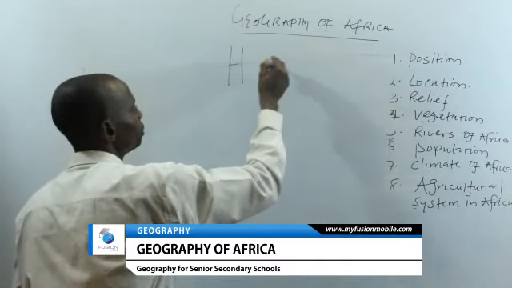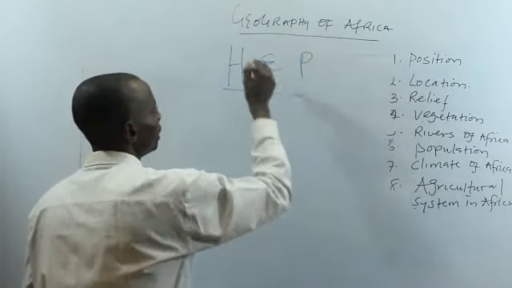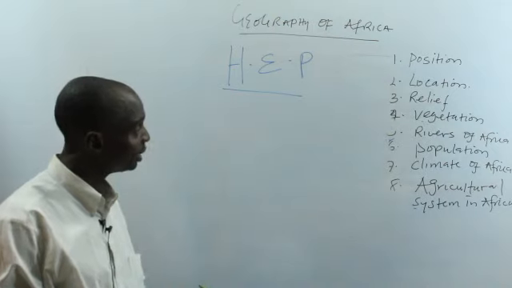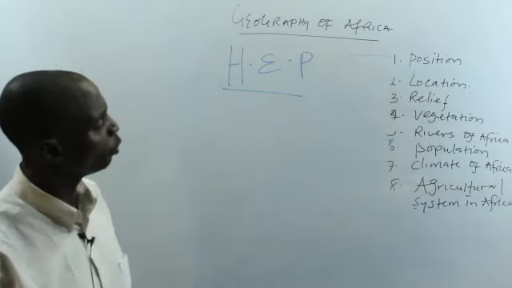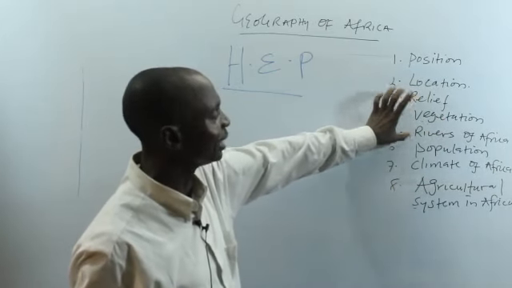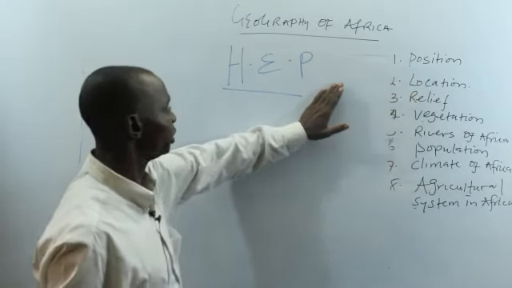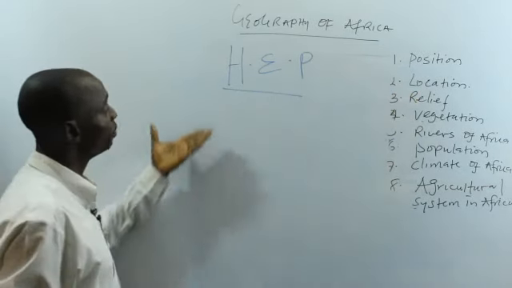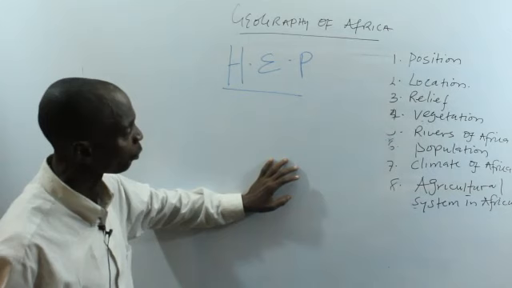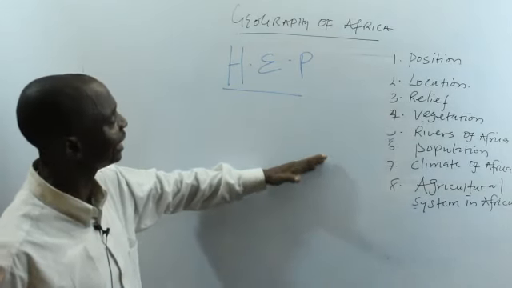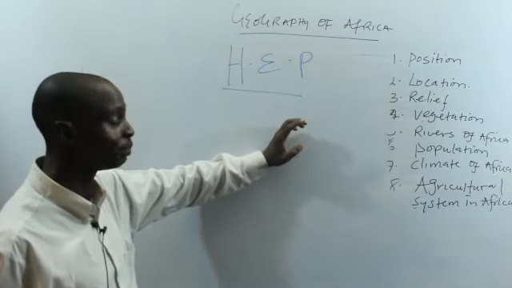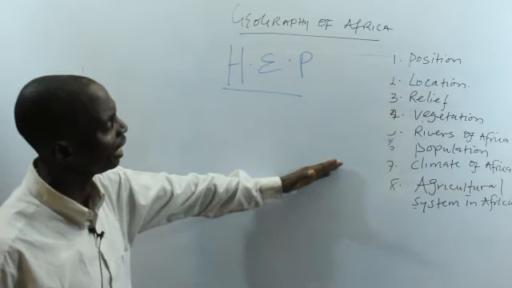HEP, hydroelectric power. HEP means hydroelectric power in Africa. When we're discussing the relief and the rivers, these are the major determinants of the generation of electricity through hydro. Hydro means water. So any power that is generated as a result of water, we call it hydroelectric power.